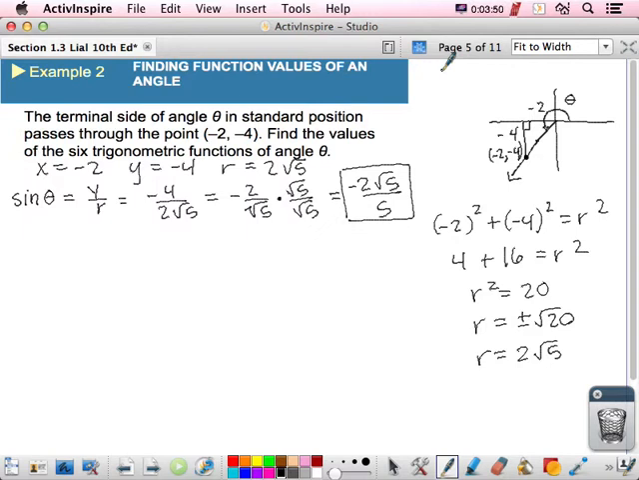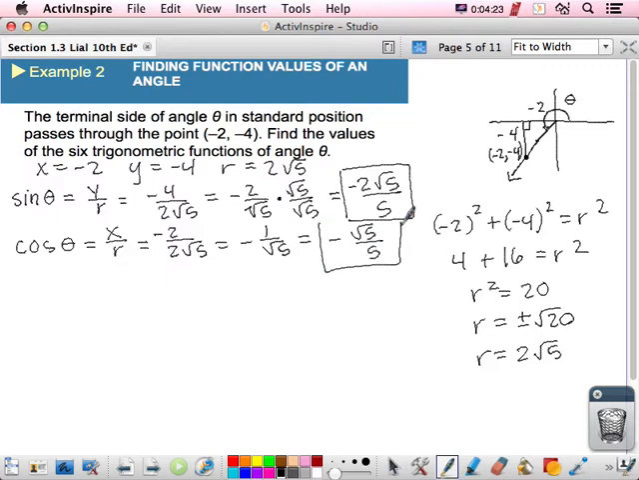So what'd you guys get for cosine? Cosine is x over r, right? So it's -2 over 2 square roots of 5. So it is negative. The 2's reduce, so that gives you -1 over the square root of 5, right? And that becomes negative square root of 5 over 5. Yeah. Negative square root of 5 over 5.